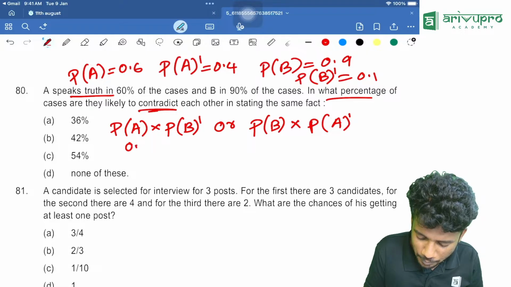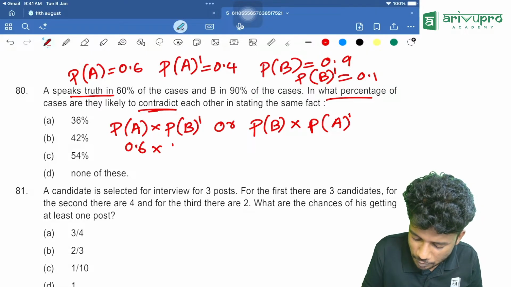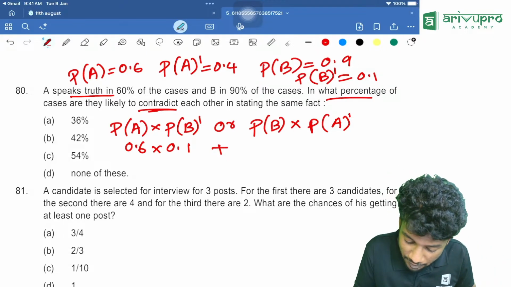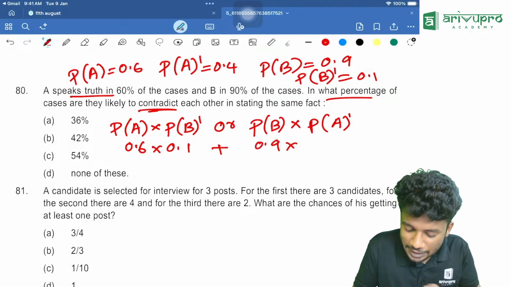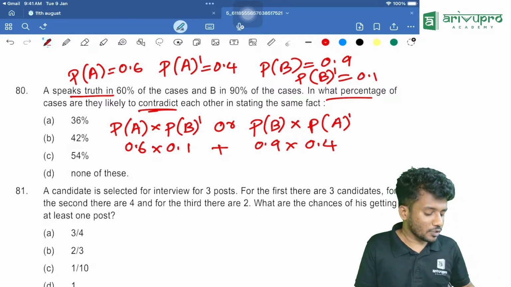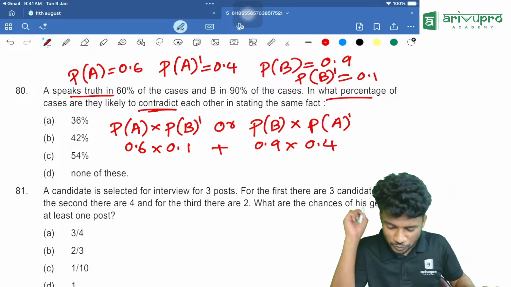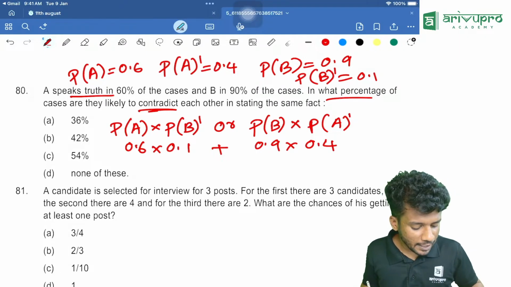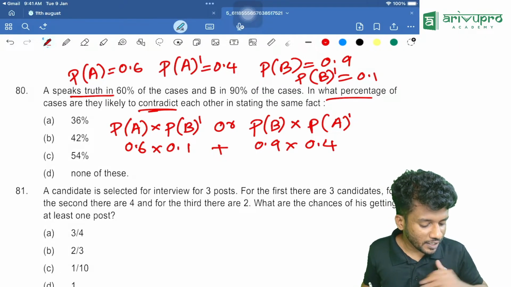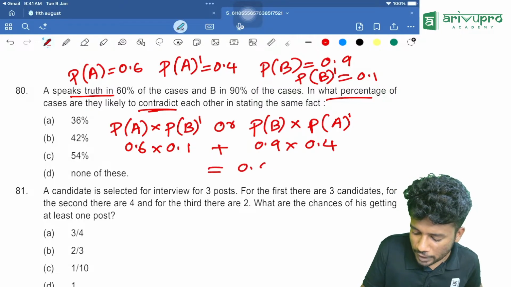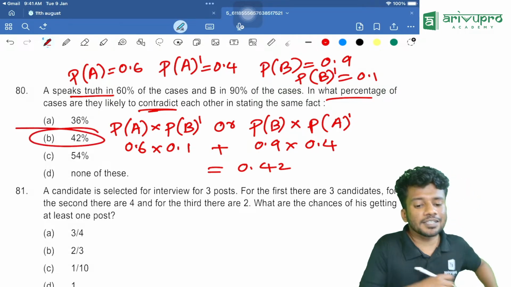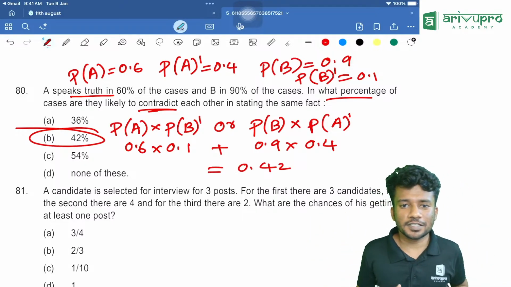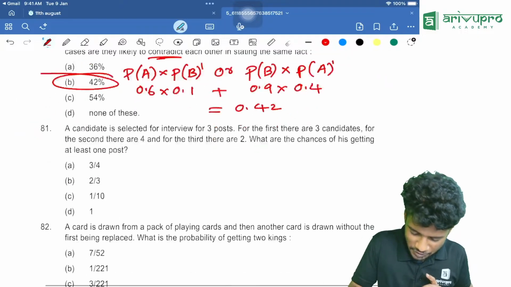P of A is how much? 0.6, into B complement, which is 0.1, plus. Or means we should always put plus. Then P of B is 0.9, into A complement, which is 0.4. Take your calculator, clear the memory, and just use memory calculation. 0.6 into 0.1 M plus, 0.9 into 0.4 M plus, finally MRC, you will get 0.42. According to the question, it should be in percentage, multiplied by 100, you will get 42%. Is that clear? Yes. Next question.